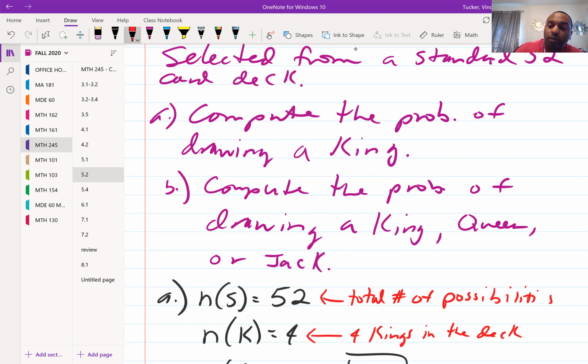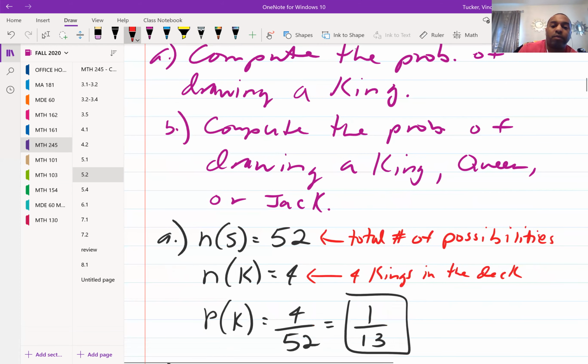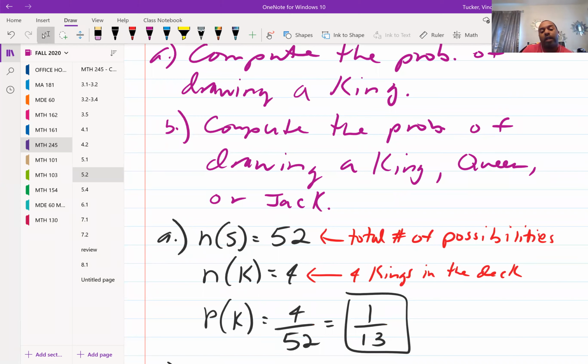And then the number of kings in the deck is not going to be one. Remember, it's one king for each suit. So we have four kings. Once you establish that, you will take the four, place it over 52, and simplify if possible. In this case, we have 1 over 13, so we got a 1 out of 13 chance of getting a king.